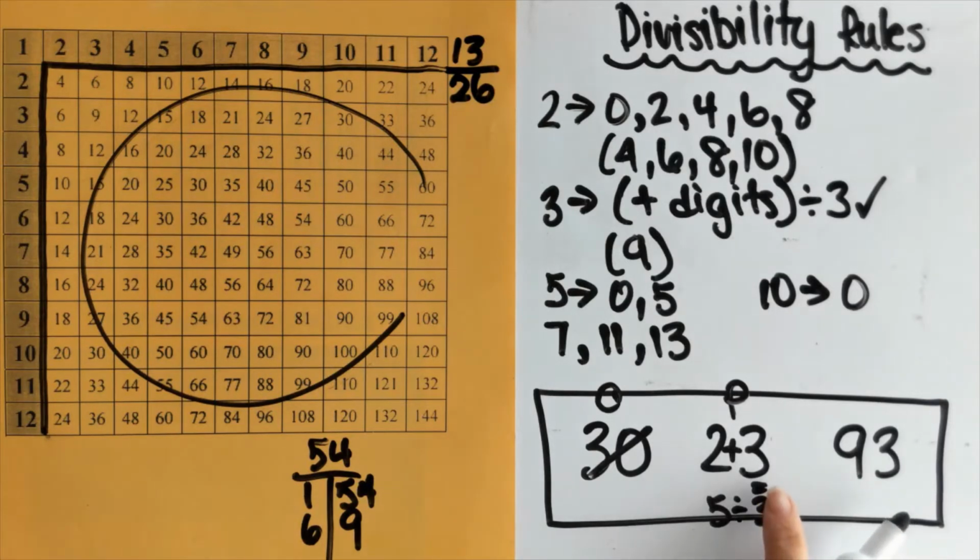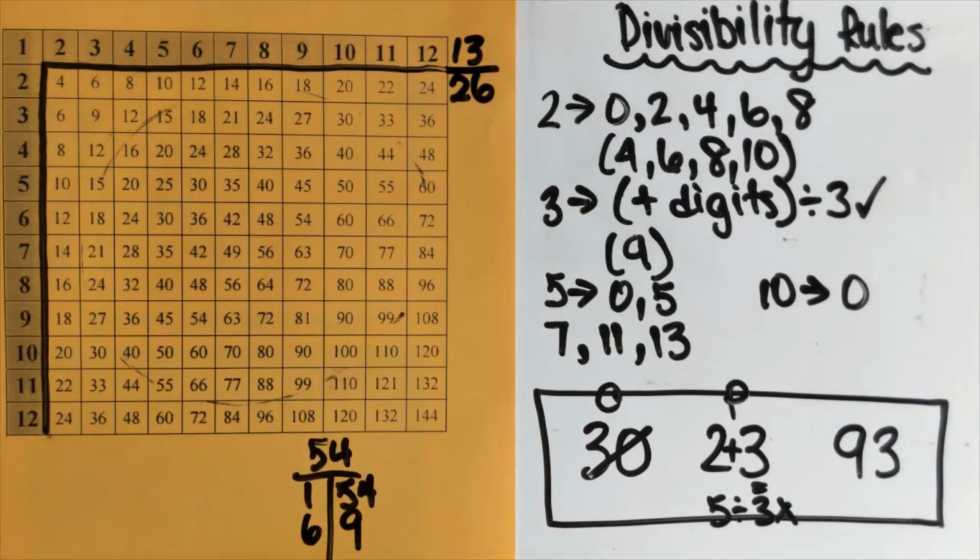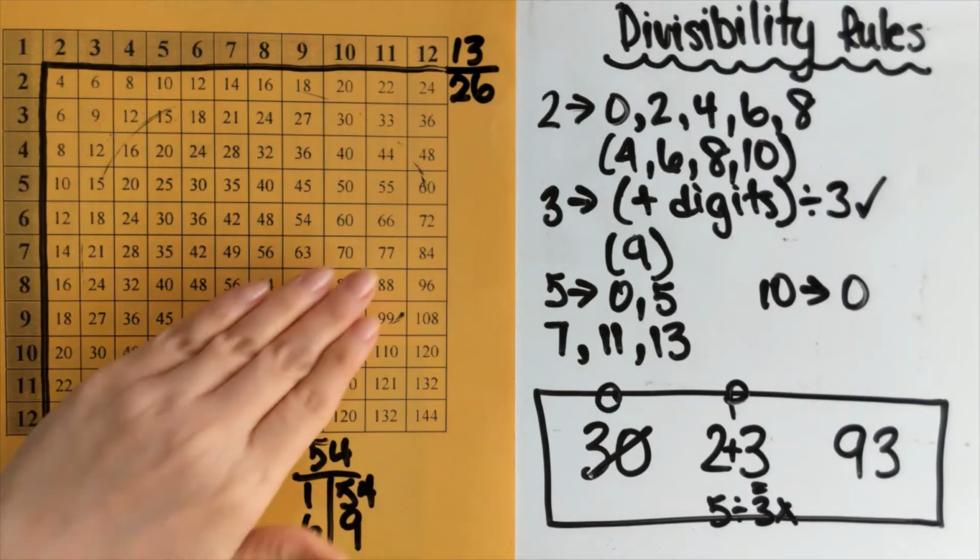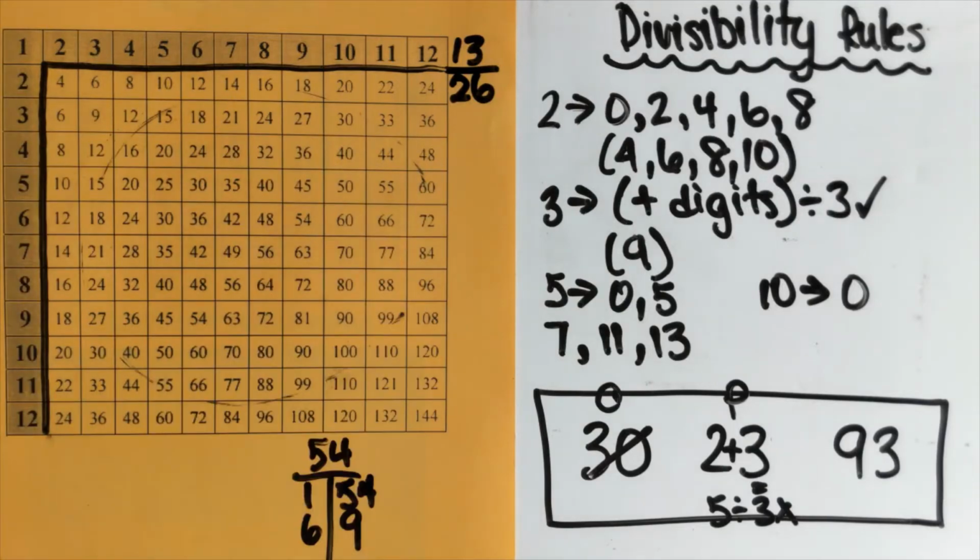In this case, let's try to see if we can find 23. Let's see, I see 20, no 23, no 23, no 23, so on and so forth, no 23. You will not see 23 anywhere in here. So therefore, this number is a prime number.